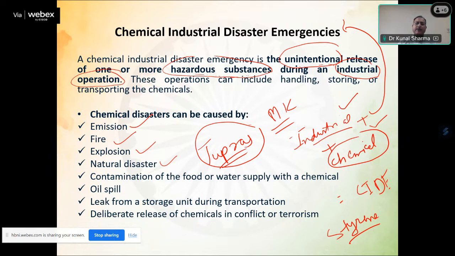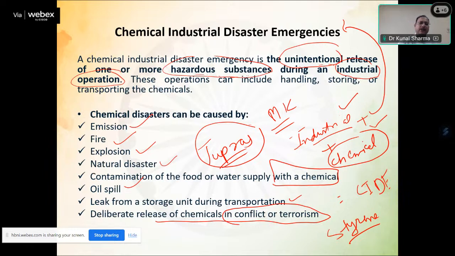Next is the contamination of food or water supply with chemicals. We have already discussed water pollution. Oil spills we discussed in the last lectures. Then there are leaks from a storage unit during transportation, and deliberate release of chemicals in conflict or terrorism. We are all witnessing the Ukraine-Russia war and the Hamas-Israel conflict, wherein it has been reported that the use of chemicals has been very pertinent. All these things together make up the chemical industrial disaster emergency.